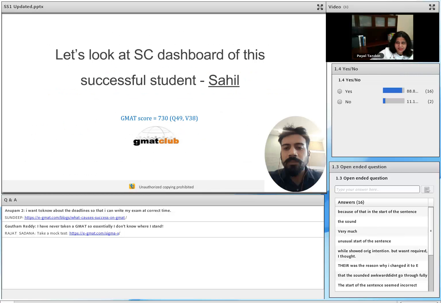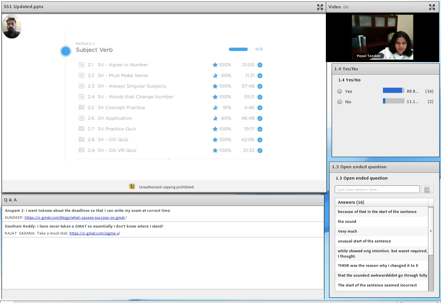Let's take an example of Sahil. This is his dashboard. If you take a look at it, Sahil faltered here in the application file. He got a 60% score. But look at the amount of time that he spent on this file. He spent 47 minutes on this file, and there are 5 questions in each application file.